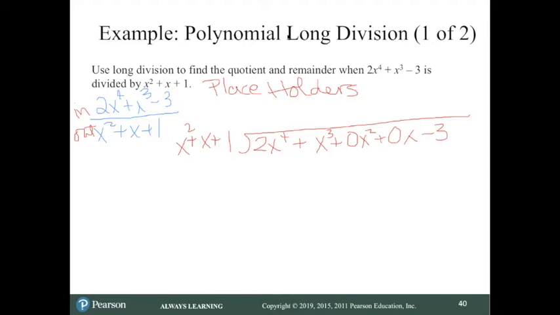Vocabulary-wise, we can call this the divisor, and this is the dividend. Dividend with a D. Dividend.